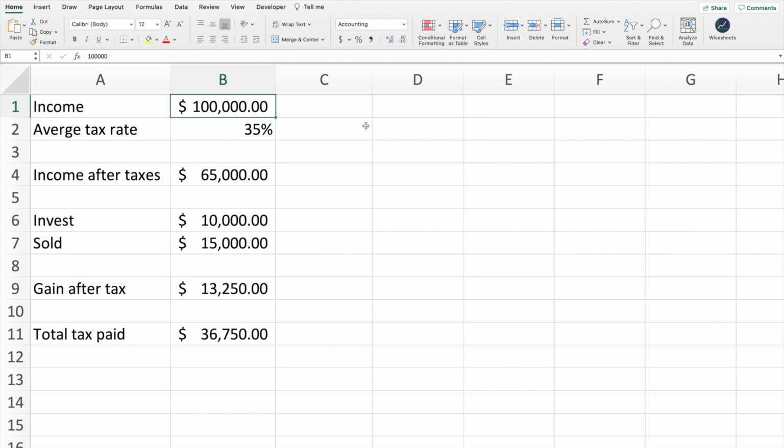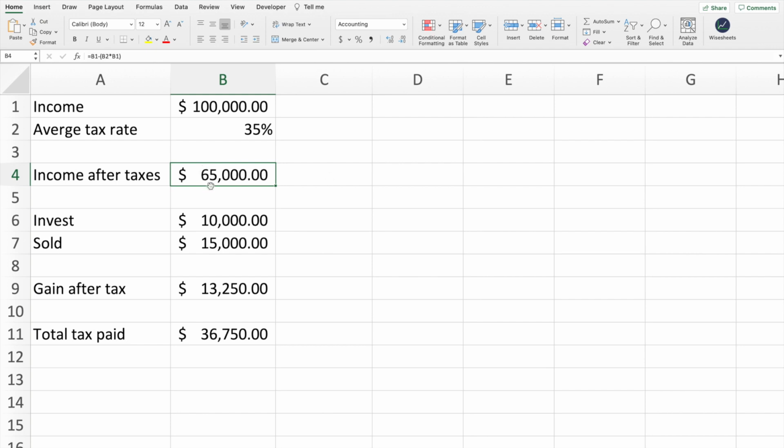Okay, so let me explain to you the value of a 401k by first showing you what investing is like if you don't have a special tax savings account. So in this case, somebody's income is $100,000. And just keep in mind, these numbers are very simple and this example is oversimplified, but this is just to show you the principle. Let's say your average tax rate is 35%. So in that case, the income that you get to take after taxes is $65,000.